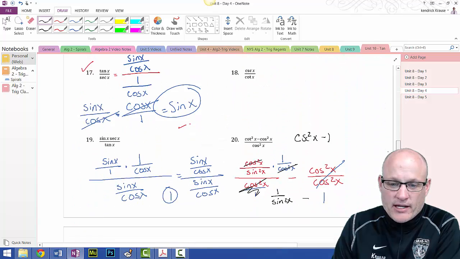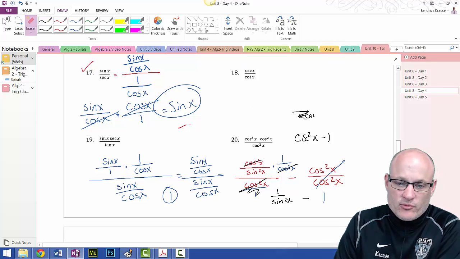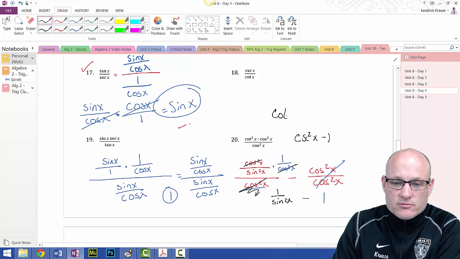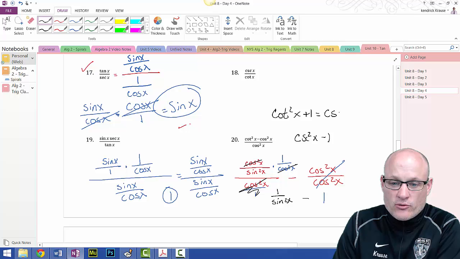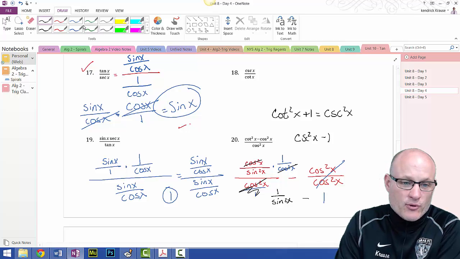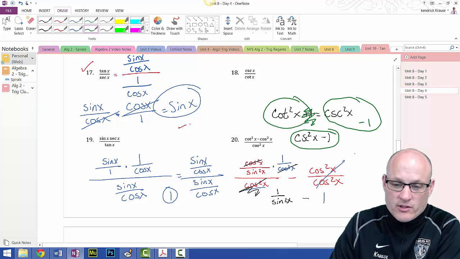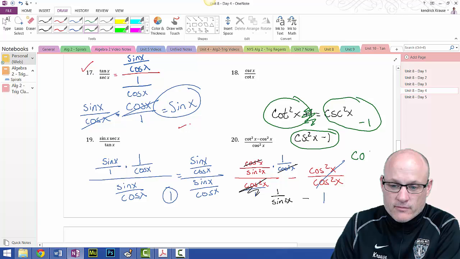No, but I know that cotangent squared x plus 1 is equal to cosecant squared x. So what if I bring this 1 over? So don't I have cosecant squared minus 1, which is what I have here? And what's that equal to? It's equal to cotangent squared.